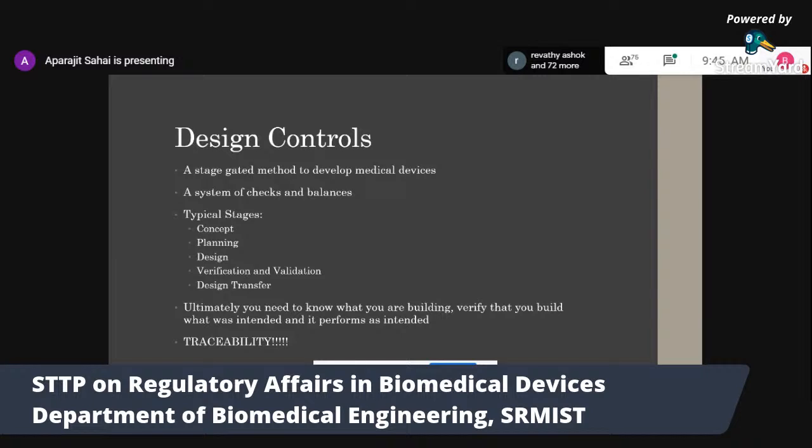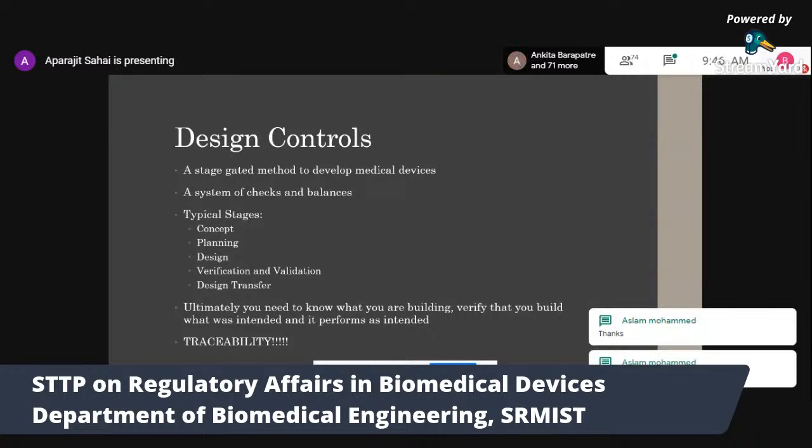So in general, the answer to that question is yes, but you need to be specific as to what particular technology or device you're talking about, and then you need to look up the requirements of a particular regulator with regards to that technology, so that you can determine whether design controls are in fact applicable or not. Does that answer your question, Aslam? Okay.